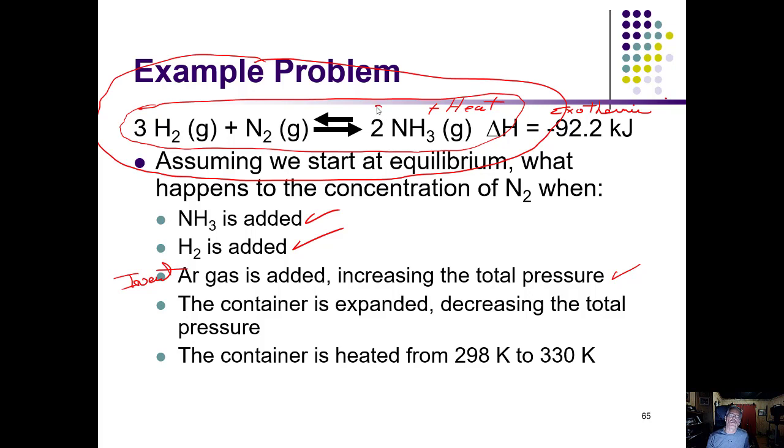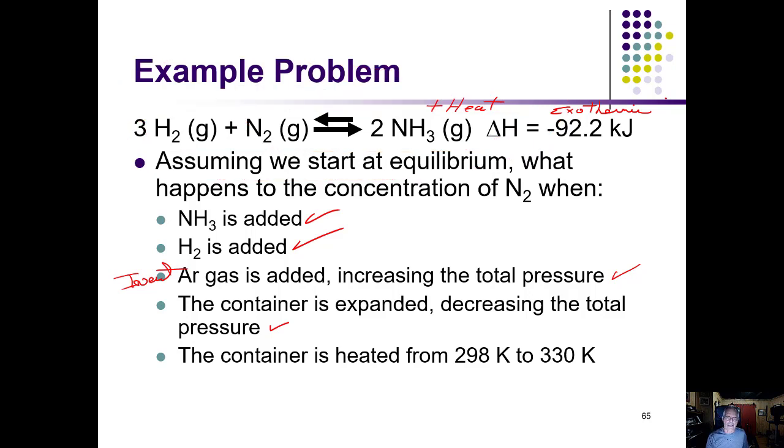Now, I've got 2 moles of gas of ammonia over here, and I've got 3 plus 1 mole or 4 moles of gas on the reactant side. So 4 moles is the greater number of moles than 2 moles, and so the reaction is going to shift toward the side that has more moles to try and increase these, because this side will increase twice as much as this side, because you have half as many moles over here as you do over here. Okay, so if the container is expanded, decreasing the total pressure, the reaction shifts to the side with more moles. Just add up the coefficients on both sides.